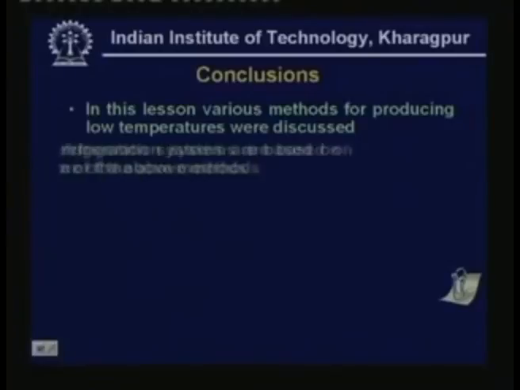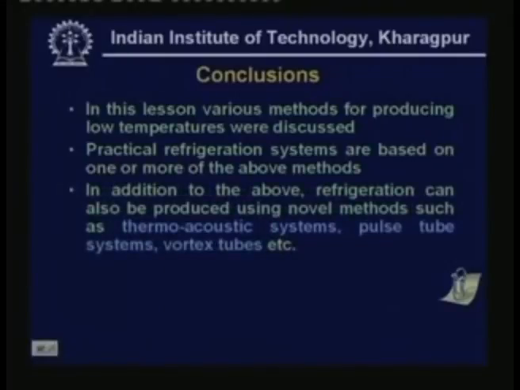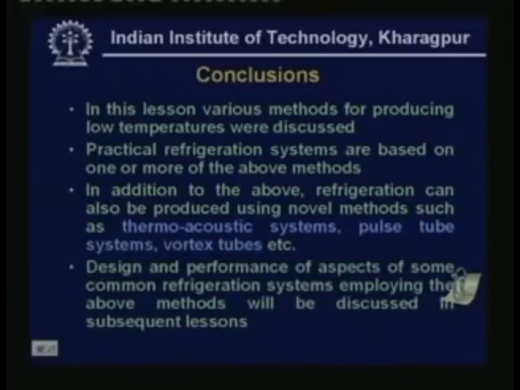So let me quickly conclude. In this lesson various methods for producing low temperatures were discussed. Practical refrigerant systems are based on one or more of these methods, and in addition to the above, refrigeration can also be produced by other methods which I have not discussed. These are namely thermoacoustic systems, pulse tube method, vortex tubes, etc. And the design and performance aspects of some of the common refrigerant systems employing the above methods will be discussed in subsequent lessons.